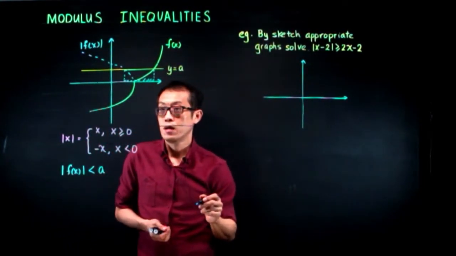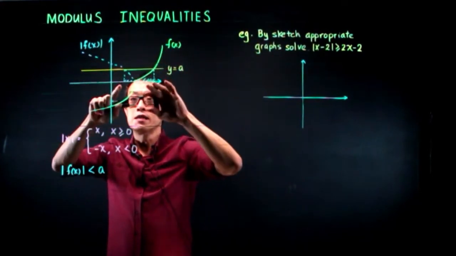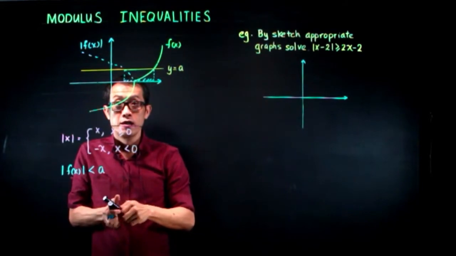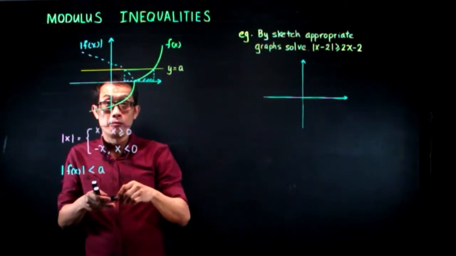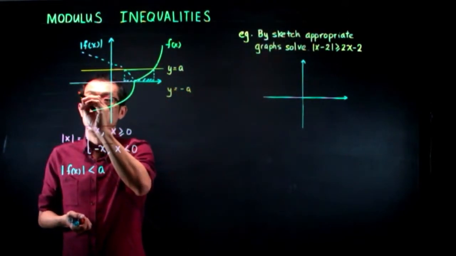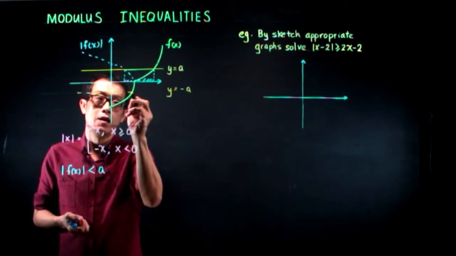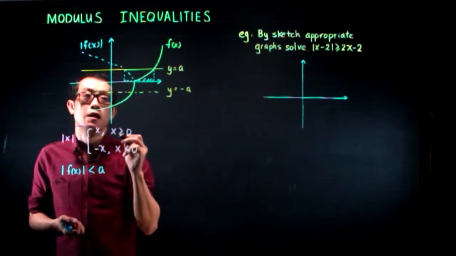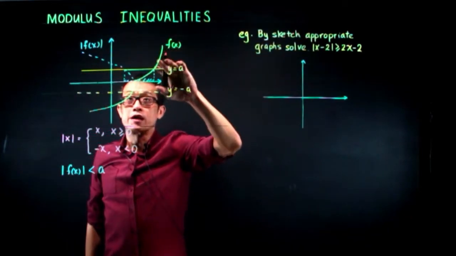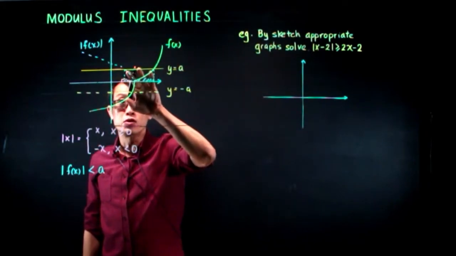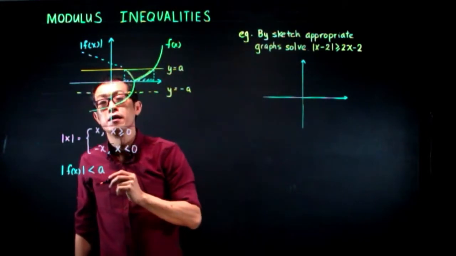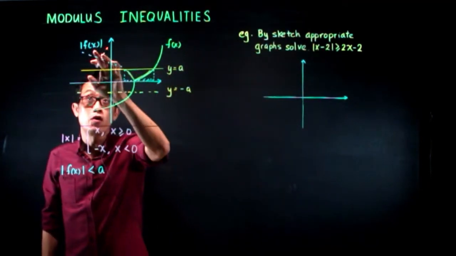But if you consider f of x instead of this graph, let me draw the line y equals to minus a first. Now you want this portion of the graph, mod f of x, to be smaller than a. So you want this portion of the graph, this portion here. Now, that means this is for the graph mod f of x.